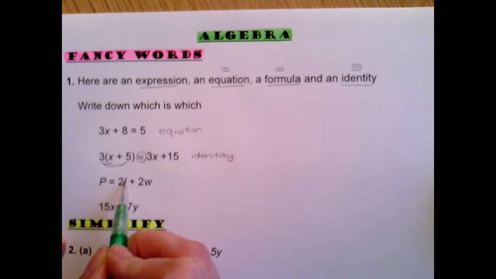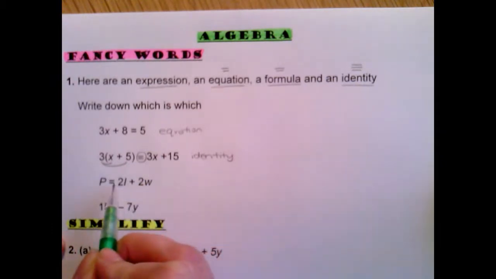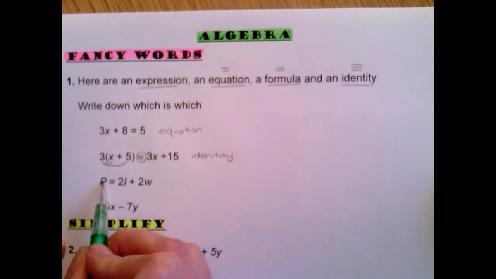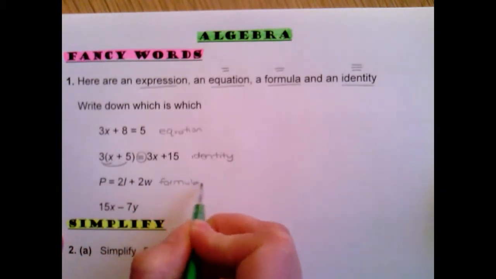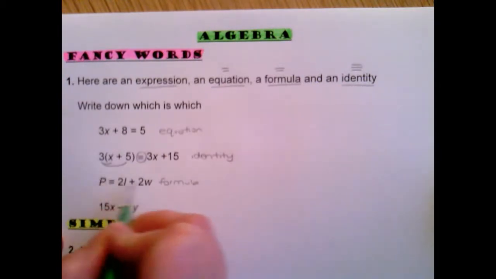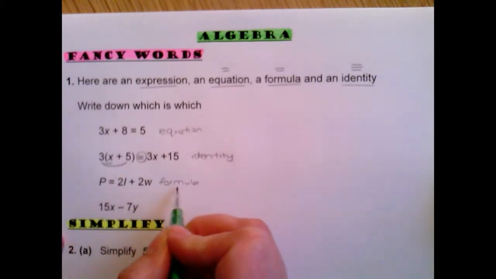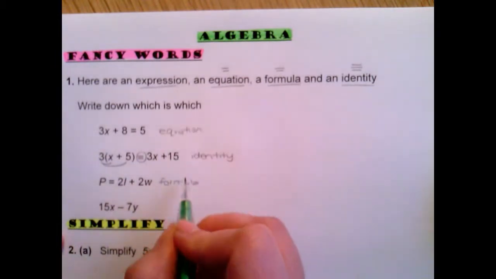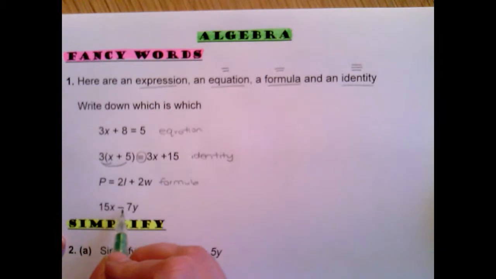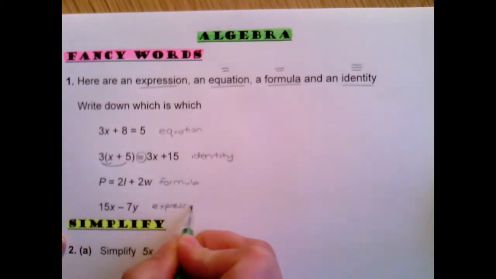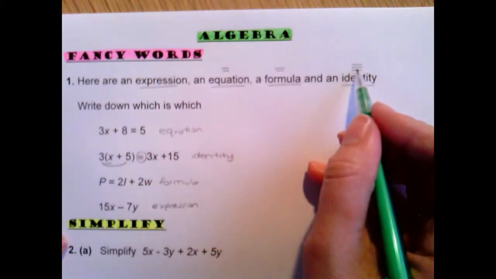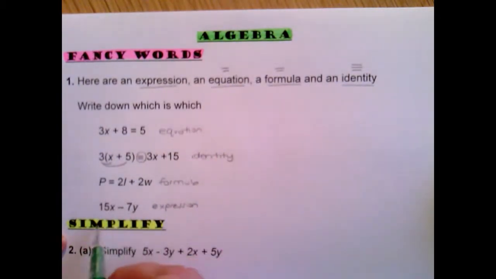Then P equals 2L plus 2W. That's a formula for the perimeter of a rectangle. 2 lengths plus 2 widths will get you the perimeter of a rectangle. So that one is a formula, because it's got an equal to in it, but it's actually about something. Although you'd get the mark in the exam for that one if you said that it was an equation, because it's an equation as well as a formula. Then the last one, 15x minus 7y, that is just an expression. It's got no equals to sign or equivalent to sign in it, so that is just an expression.